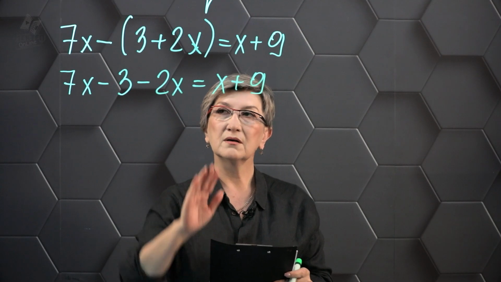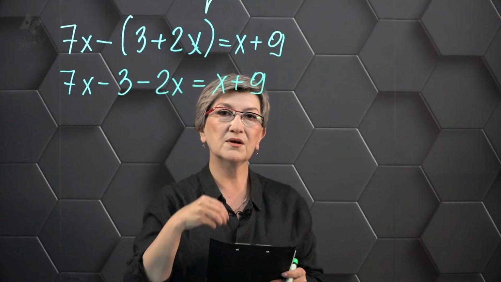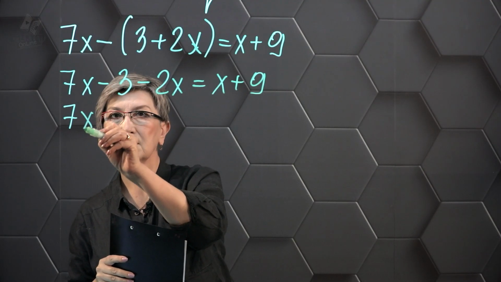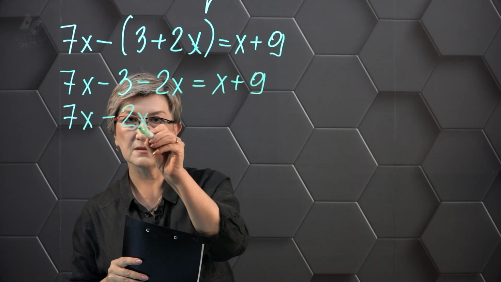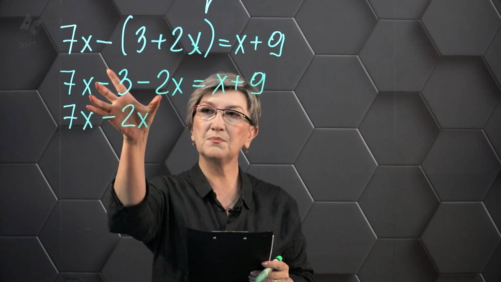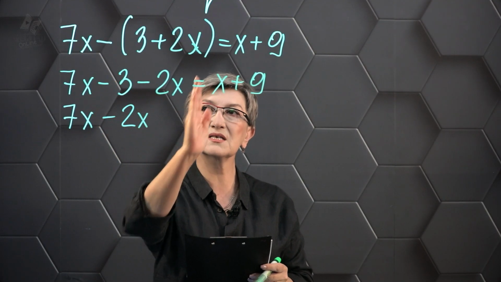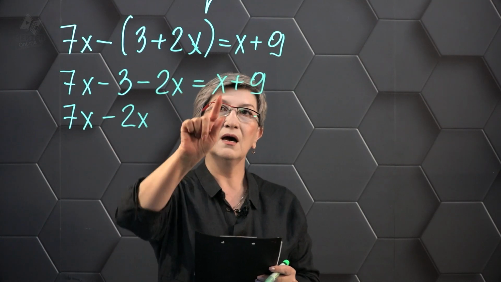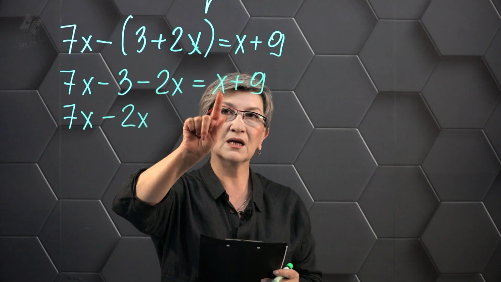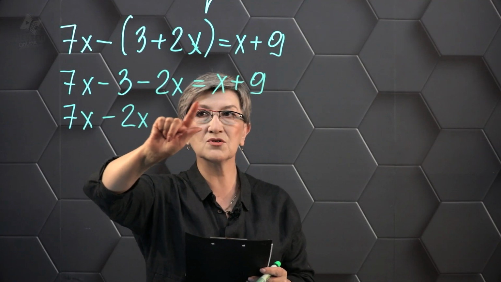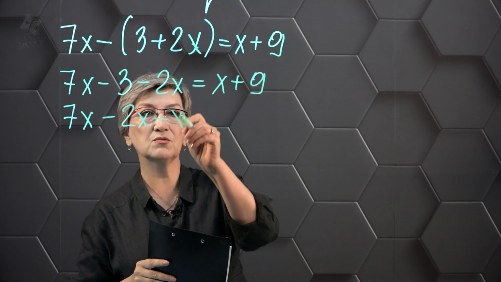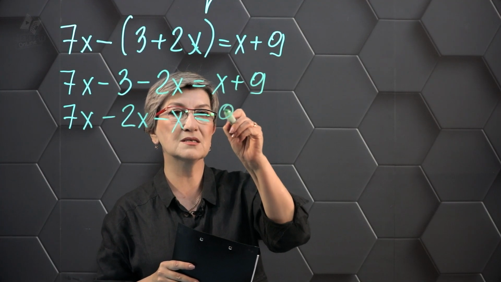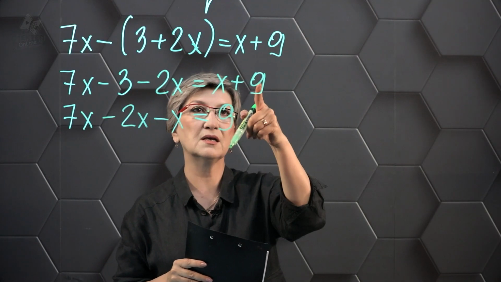Let's use our rule. In the left part we write all the variables. The result is 7x minus 2x. Please note that I am rewriting the terms that are written in the left part. At the same time, I do not change the signs. But the variable that is written in the right-hand side, I'll change the sign when I move it. The result will be minus x equals. On the right-hand side, I have a constant equal to 9. I write down the number 9.